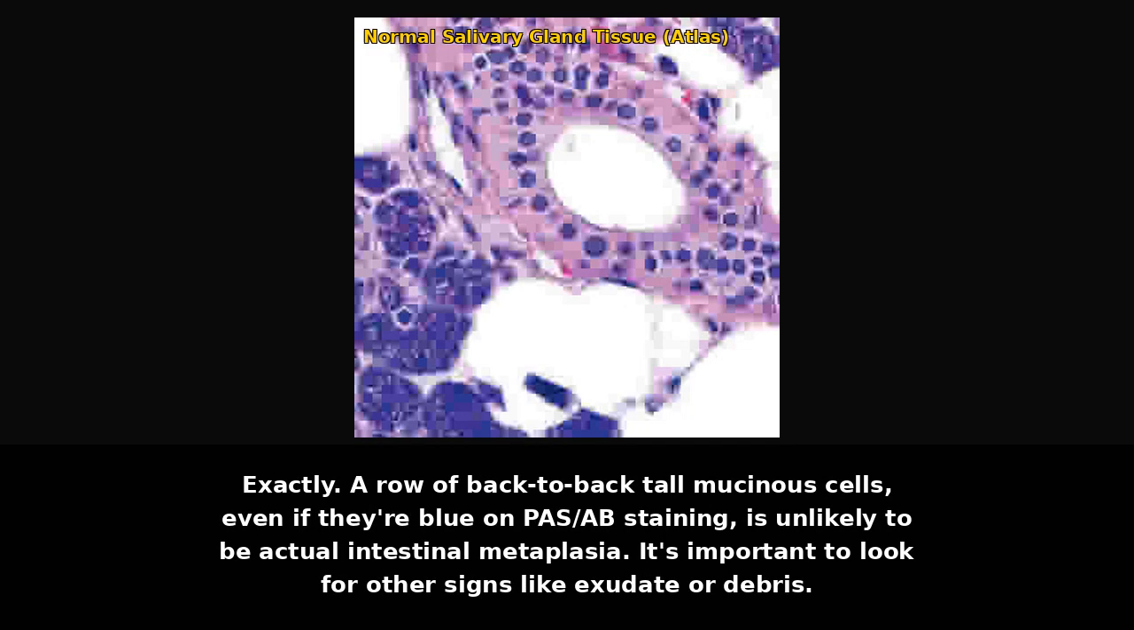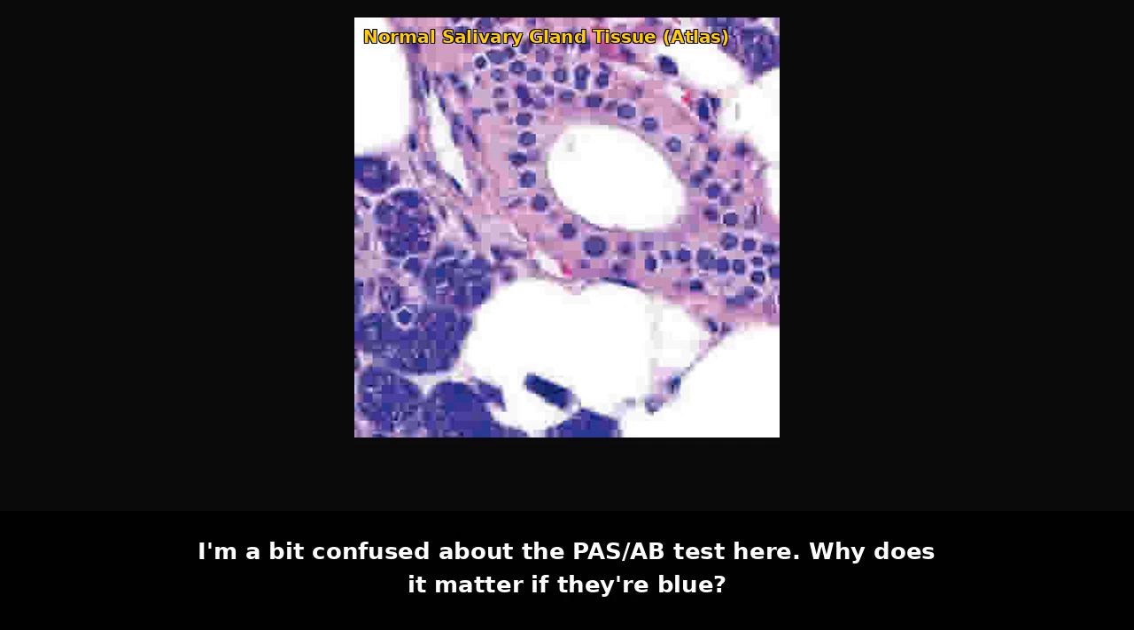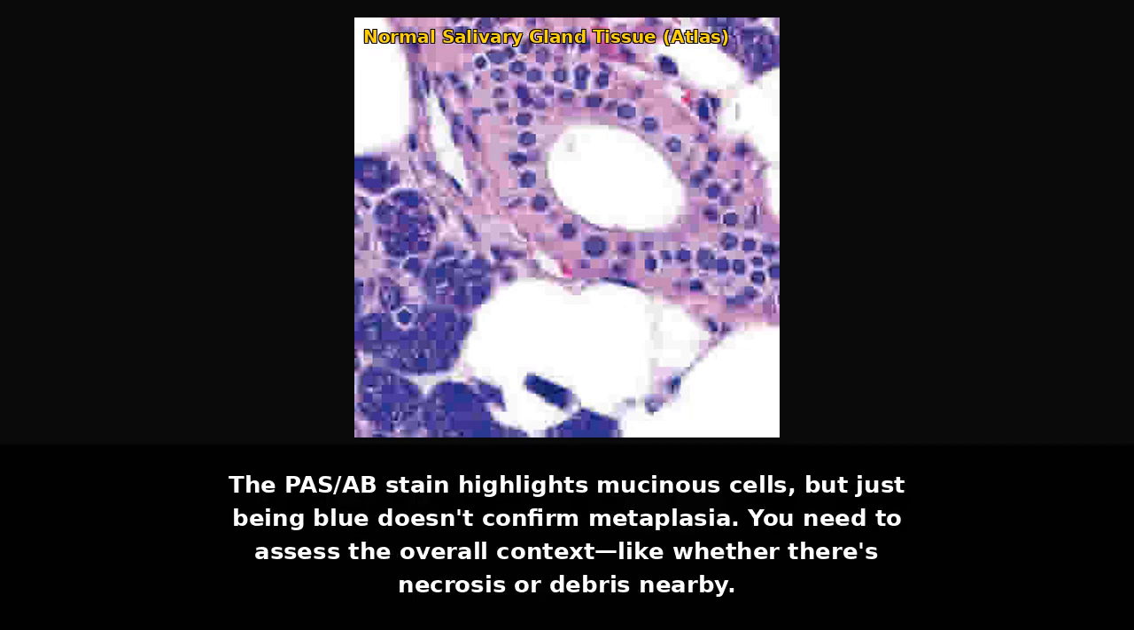Exactly. A row of back-to-back tall mucinous cells, even if they're blue on PAS-AB staining, is unlikely to be actual intestinal metaplasia. And it's important to look for other signs like exudate or debris. I'm a bit confused about the PAS-AB test here. Why does it matter if they're blue? The PAS-AB staining highlights mucinous cells, but just being blue doesn't confirm metaplasia. You need to assess the overall context, like whether there's necrosis or debris nearby.